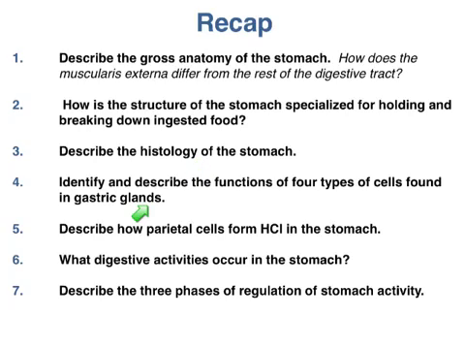talk about the types of cells found in the gastric glands and what they do. Talk about the formation of hydrochloric acid, talk about the digestive activities that happen in the stomach, and talk about the cephalic, gastric, and intestinal phases of regulating stomach activity.